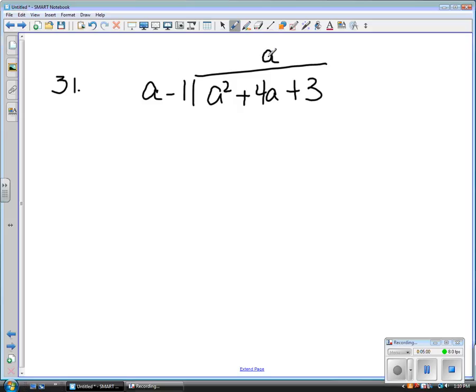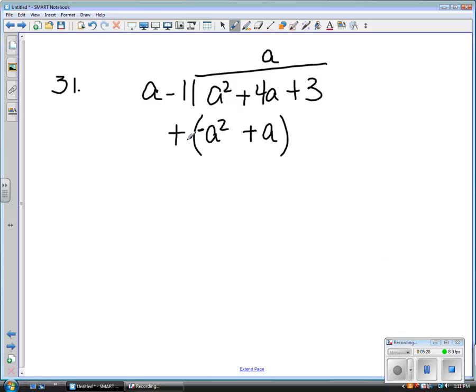Now I'm going to multiply. So A times this binomial. So A times A is, and A times -1. Okay. Now I'm going to subtract this. Now, some of you may be getting confused once you do the subtract out here. Go ahead if you need to and change this. This is a subtract, that's a plus. Okay? I'm fine with that.